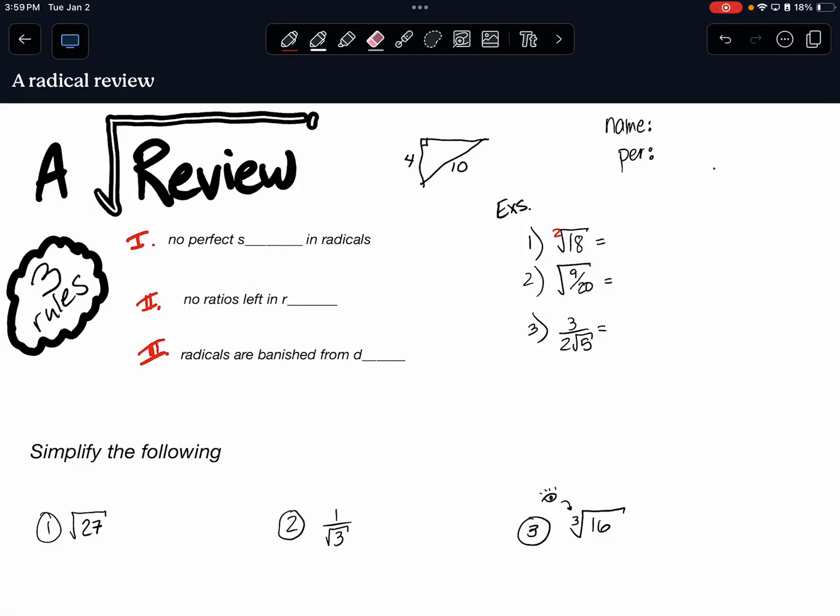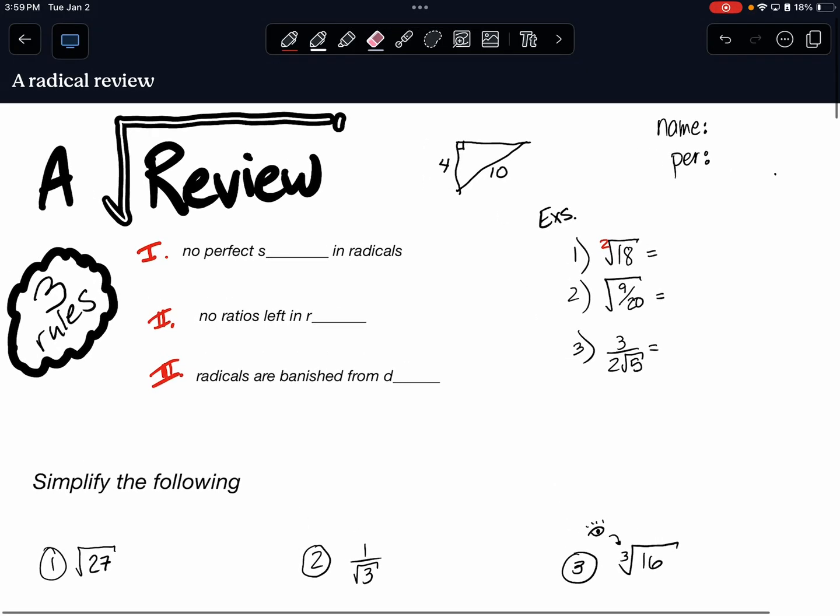A radical review. Now you may be wondering why this is called a radical, but this thing here used to be called a square root. And you can continue to call that, but more frequently than not, we need to start calling it by something that's a little bit more general. So we call it a radical or a root.